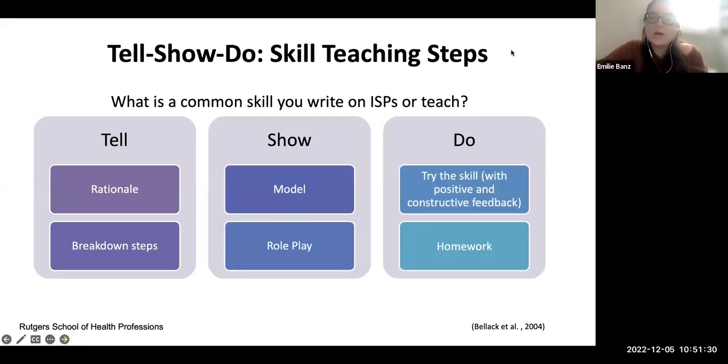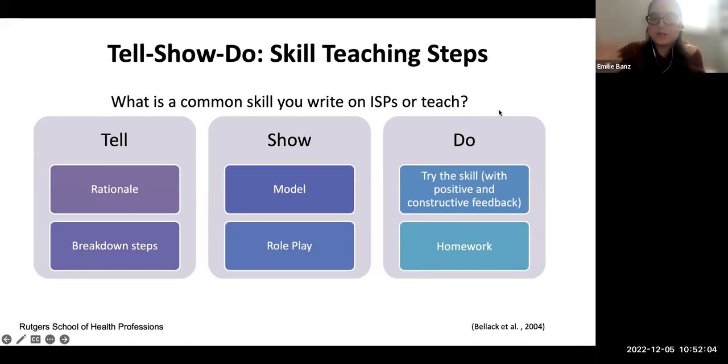Okay. And we're going to get into a technique that you all are going to be able to use to help support somebody with learning a skill, like from the basic, really starting from the beginning. They don't know how to do the skill. Maybe they've never learned how to do this skill. They don't really have a good understanding of the skill. So when you're utilizing tell, show, do, you're really just going over the rationale with the person and discussing that rationale, and then breaking down the steps of how to perform that skill.